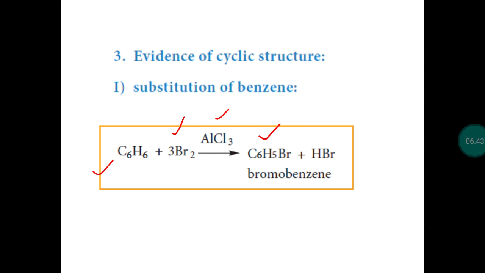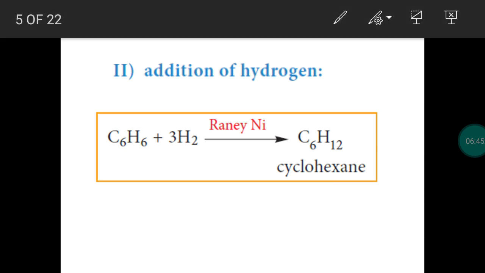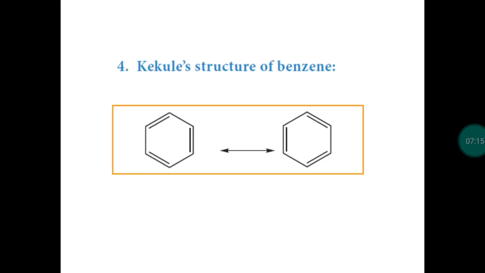Then second evidence, it involves an addition reaction. Benzene involves an addition reaction with hydrogen in the presence of Raney nickel. It produces cyclohexane. So the product cyclohexane indicates there should be 3 double bonds. In the benzene ring, there should be 3 carbon-carbon double bonds. Then only cyclohexane is possible. Okay. So from the first 3 points, we know that molecular formula of benzene is C6H6.